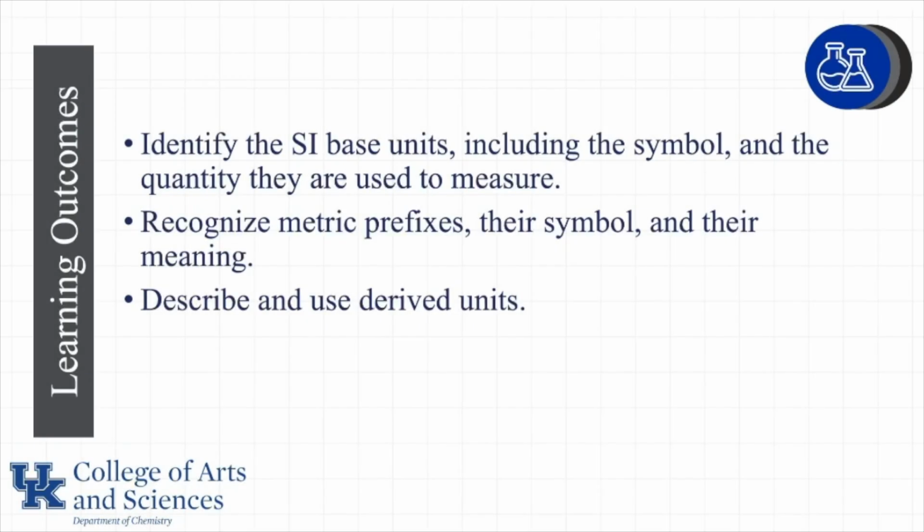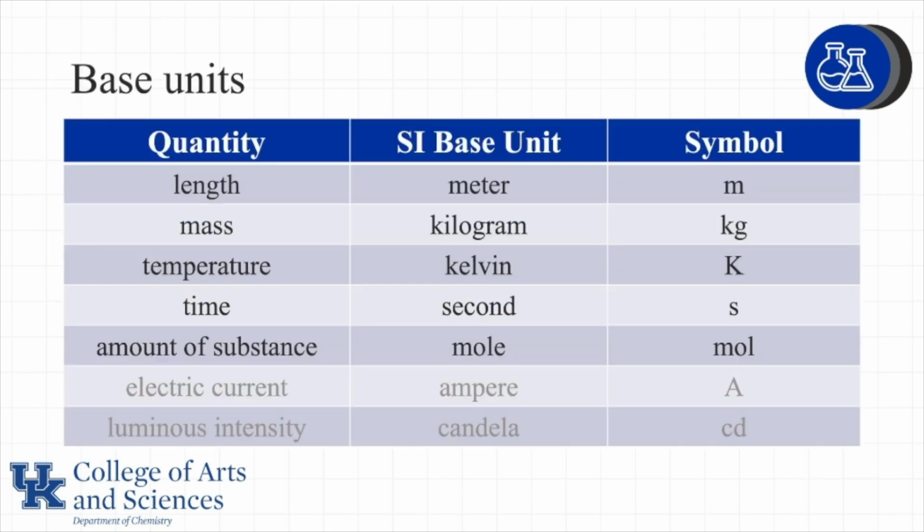In this lesson, we'll talk about units, metric prefixes, and derived units. For each quantity, we have an SI base unit. These are the units that are agreed upon that if we're going to talk about the mass of something, we're going to talk about it in kilograms. The length is always measured in meters.